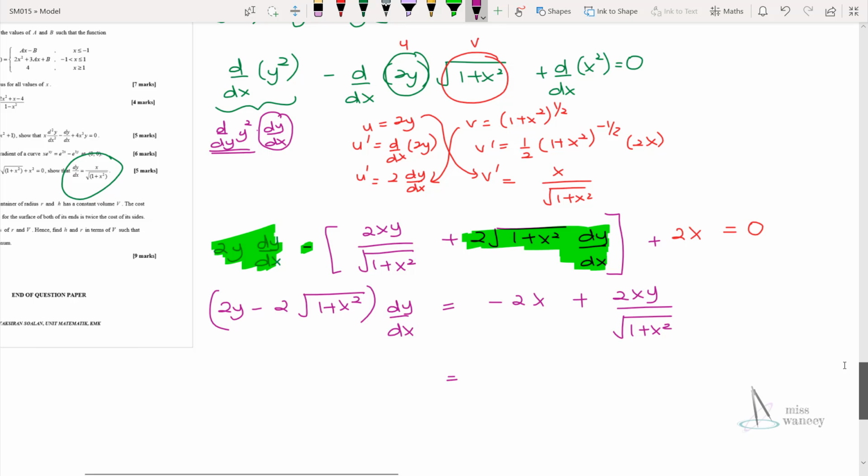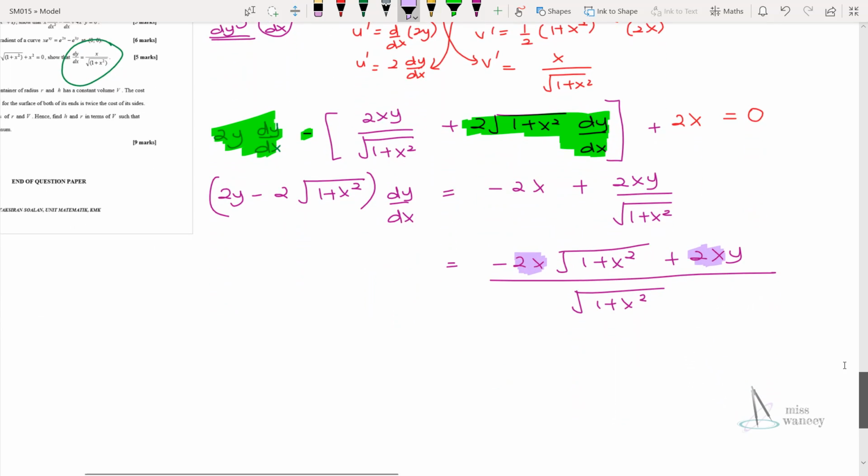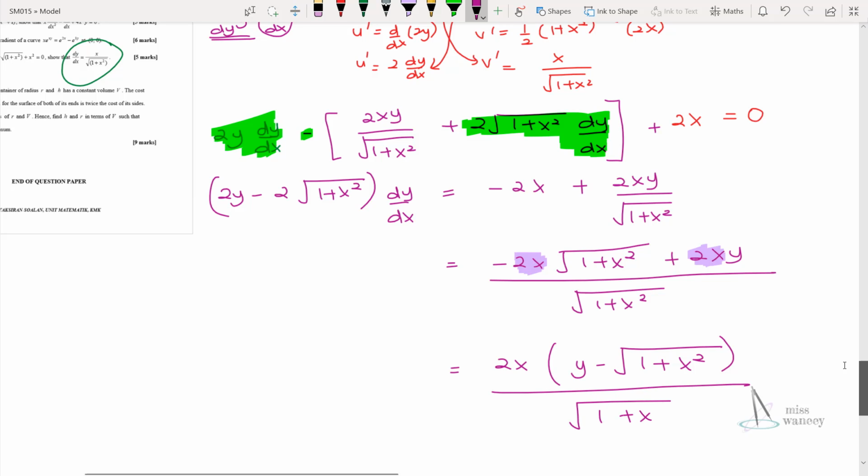Okay, so before I simplify, let me change this one into a single fraction. So for the right side, we make the denominators the same. So this is negative 2x square root of 1 plus x square plus 2xy over square root of 1 plus x square. And then I do see something similar between them. So I do have 2x here, 2x here. So let me factorize the 2x out. So this is equal to 2x, and then I have y minus square root of 1 plus x square over the square root of 1 plus x square.